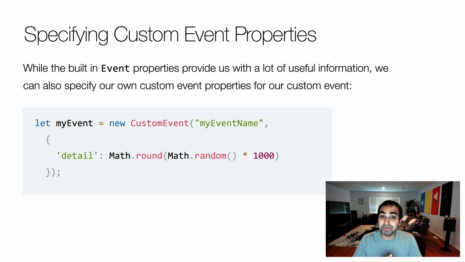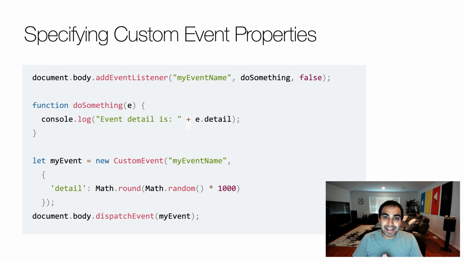So here we can see that we modified our myEvent object. We still have the myEvent name as the name of the event, but we're adding an extra property for detail, and its value is going to be just a random number between 0 and 1000. You can see that right there, Math.random times 1000. And now if we go back and modify our code, here's how we would use it. If you look at the do something event listener, you can see e.detail now shows up, because the detail is something that we added as part of our myEvent object definition.